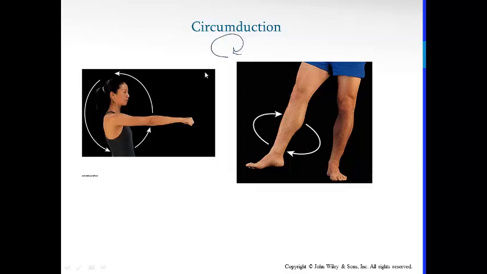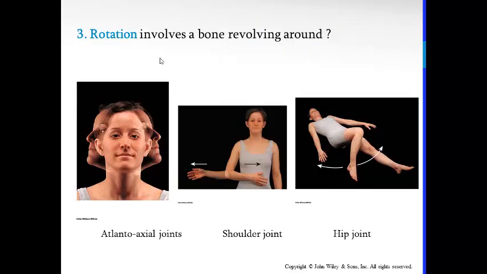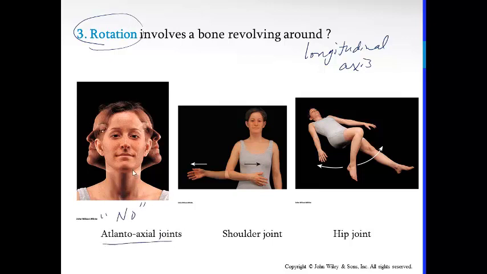Okay, so we can have that in different shoulder joints as well as our hip joints. Now rotation involves any bone, for instance a bone revolving around the longitudinal axis. Okay, so we can have that happening in our hip joints, our shoulder joint, or when you're saying no, our atlantoaxial joints. Okay, these would be examples of rotations.